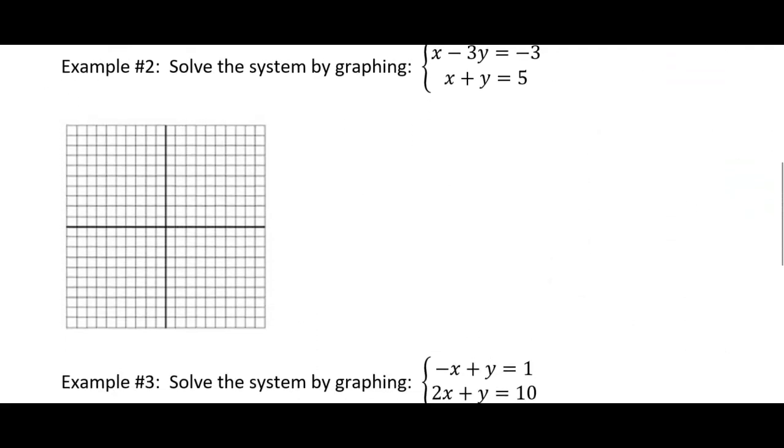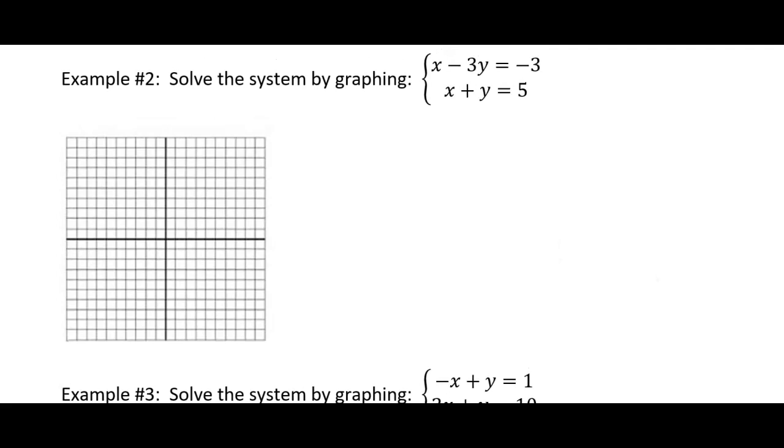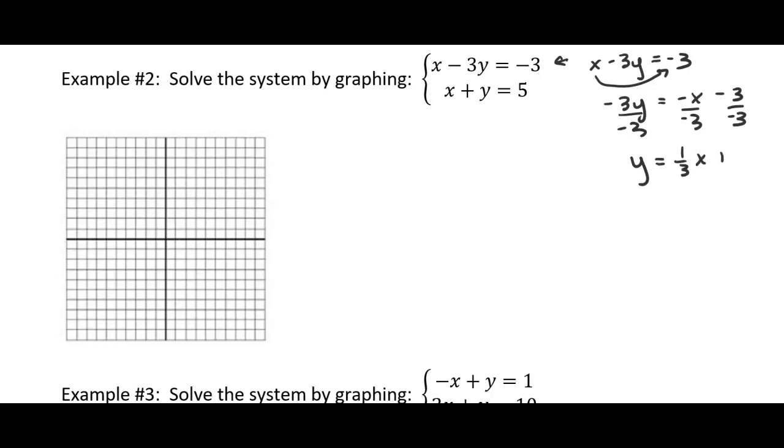So it says solve this system by graphing. So one way to solve a system of equations is by graphing. And so we're going to show you how that works. Showing this first one, maybe I want to, let's turn it into slope-intercept form. So if I have x minus 3y equals negative 3, and I were to take the x to the other side, I'd have negative 3y equals negative x minus 3. And then if I were to divide everything by negative 3, so we're putting it in slope-intercept form, it's a good time to review that. We get y equals 1/3 x plus 1.